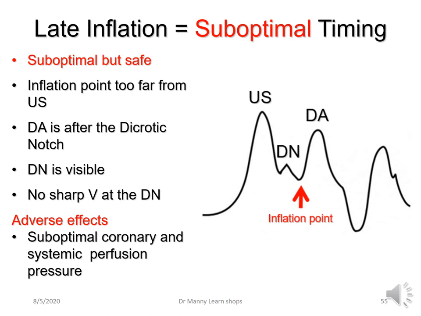And this is where the inflation point is too far away from the unassisted systole or the dicrotic notch, if you want to look at it that way. You can actually see the dicrotic notch, which means it's late. The diastolic augmentation is after the dicrotic notch, which means the aortic valve has already been closed for a period of time, which again, you're not using it as effectively. And as I said, the dicrotic notch is visible, and there's no sharp V at the dicrotic notch. You can see the dicrotic notch. So the adverse effects then are suboptimal, not the best, coronary and systemic perfusion pressure. It's really the coronary perfusion pressure that we want to be optimal.